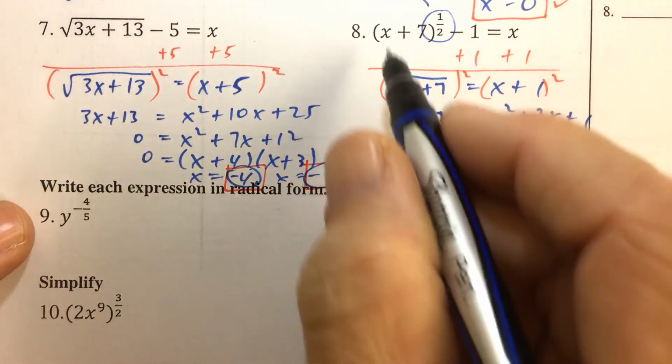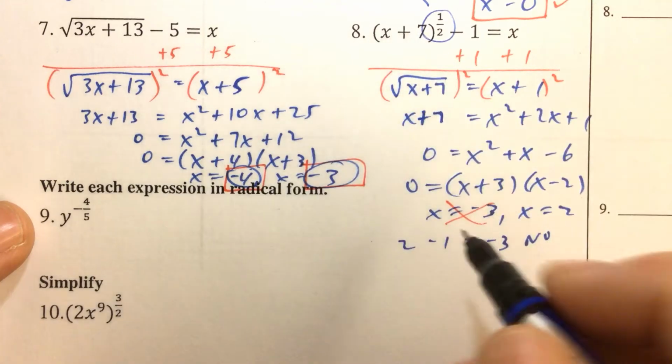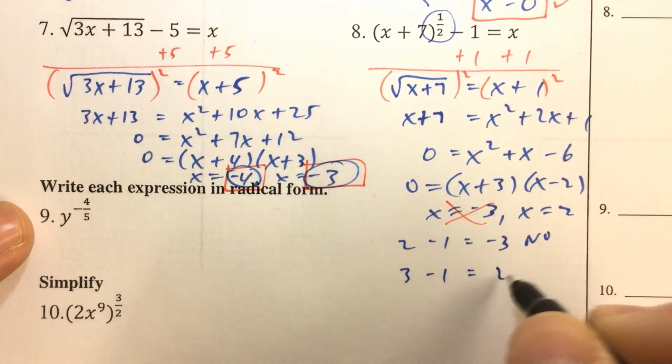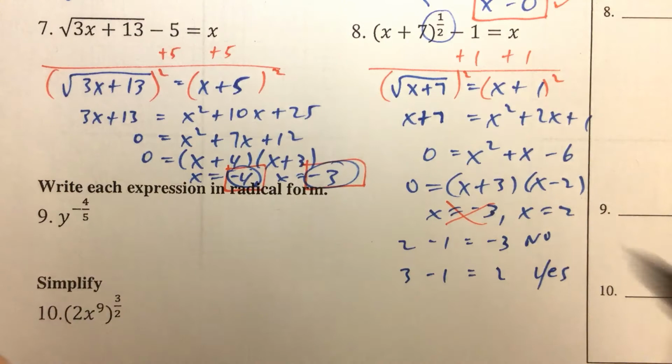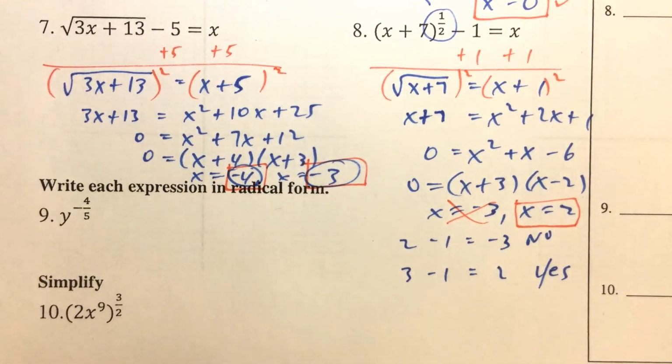And then let's try 2. Put 2 in there. Square root of 9 is 3. 3 minus 1, does that equal 2? Yes. So x equals 2 is the solution to the equation.